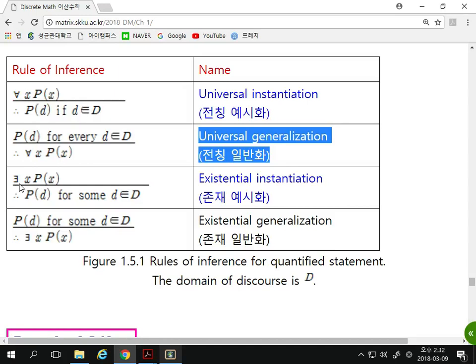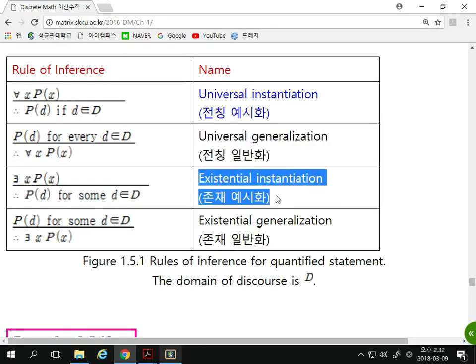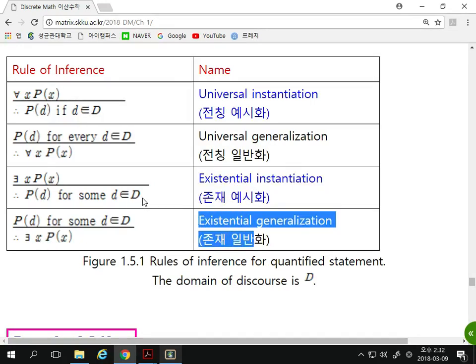And for this, there exists x in D such that P of x, therefore P of d for some d in D. This is called existential instantiation. 존재 예시화, showing that something exists by giving an example. And if P of d is true for some d in D, then there exists x such that P of x. 그러니까 D 안에서 어떤 d에 대해서 P of d가 true라고 한다면 P of x를 만족하는 x가 존재한다. 이것은 D 안에 있었던 예시를 통해서 전체에서 그런 것이 존재한다는 존재성을 일반화시키는 얘기로 existential generalization이라고 부르는 거예요.